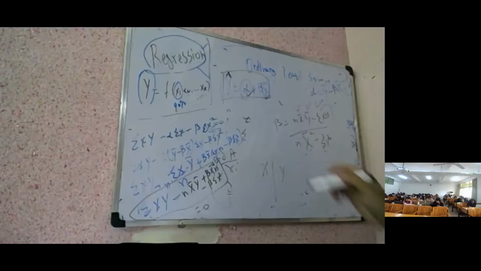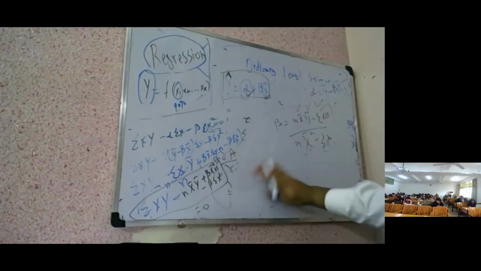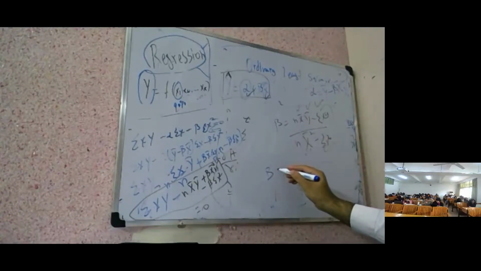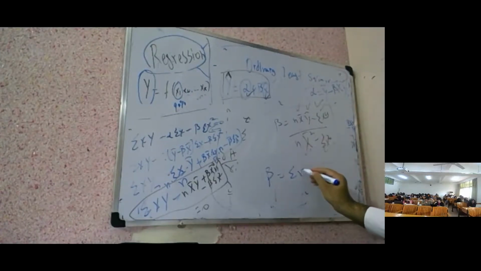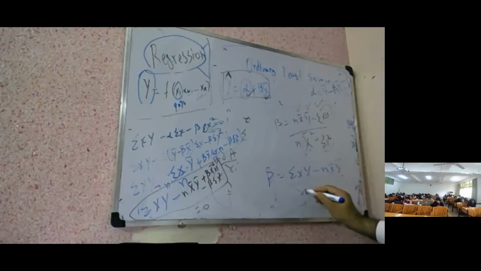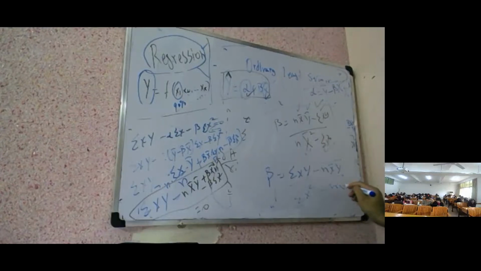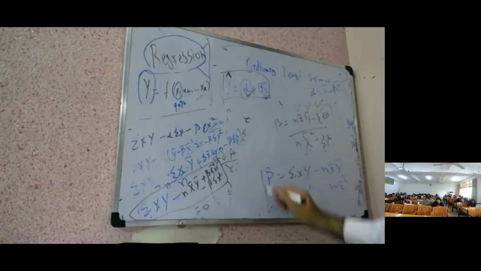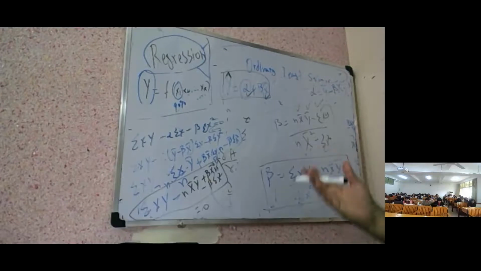So this is the proof, but you don't need to do the proof again and again. You just need to know this formula. We can also write it in this way: beta equal to sum of xy minus n x bar y bar upon sum of x square minus n x bar square. So you just need to know this formula. I just told you the proof so that you understood how it works.